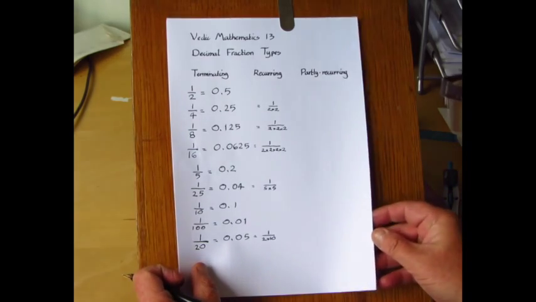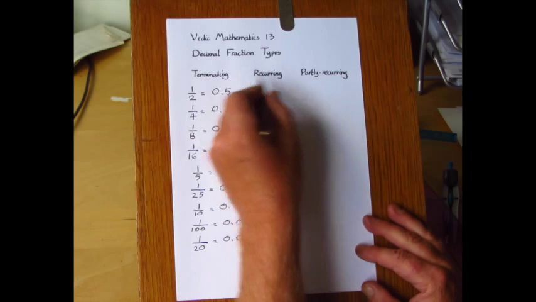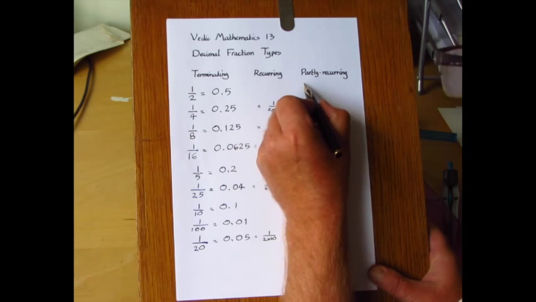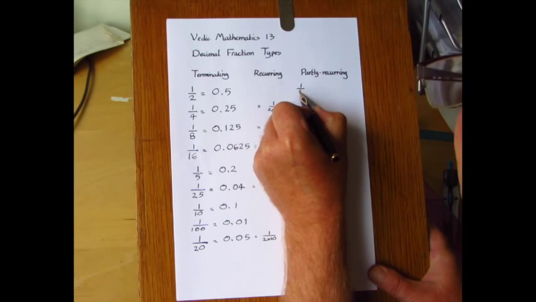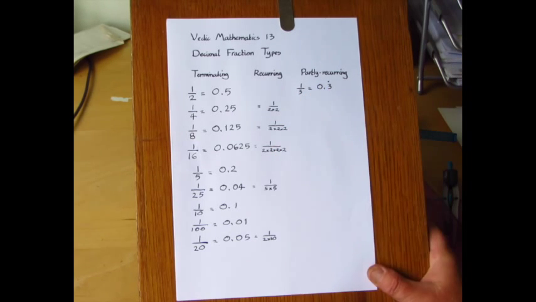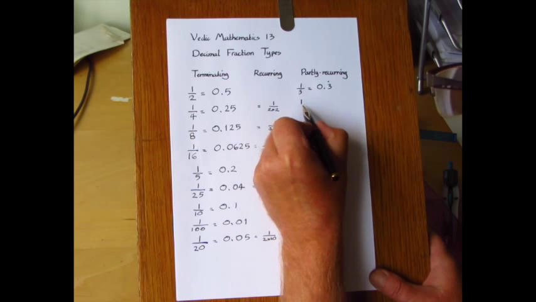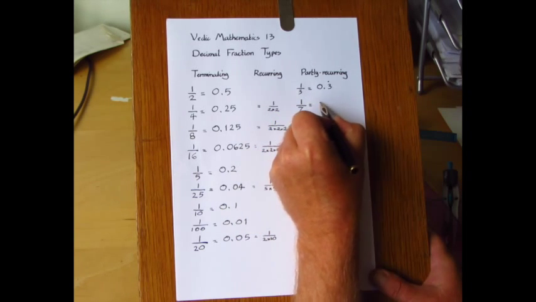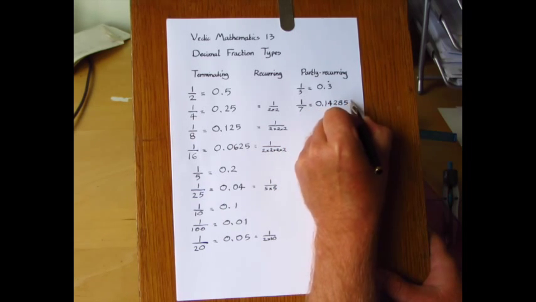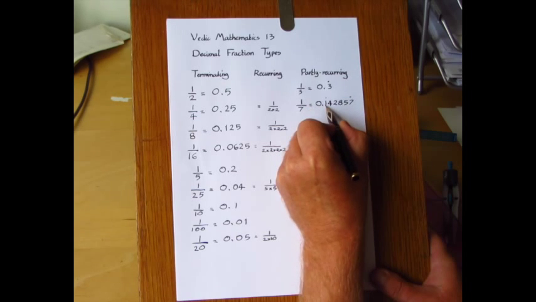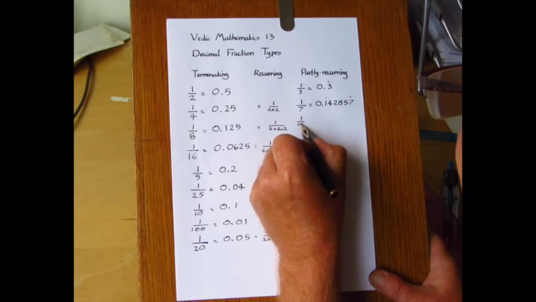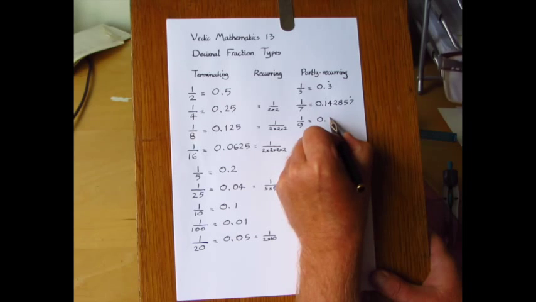Now we get to recurring decimals. Any other prime factors in the denominator produce completely recurring decimals. So 1/3 is equal to 0.3 recurring. We put a dot above the 3, and we have 1/7 is equal to 0.142857, and we put a dot above the first digit of the pattern and the last. 1/9 is equal to 0.1 recurring.